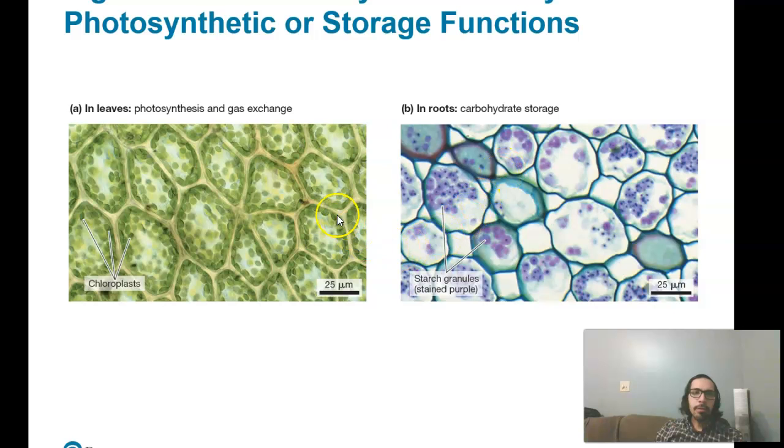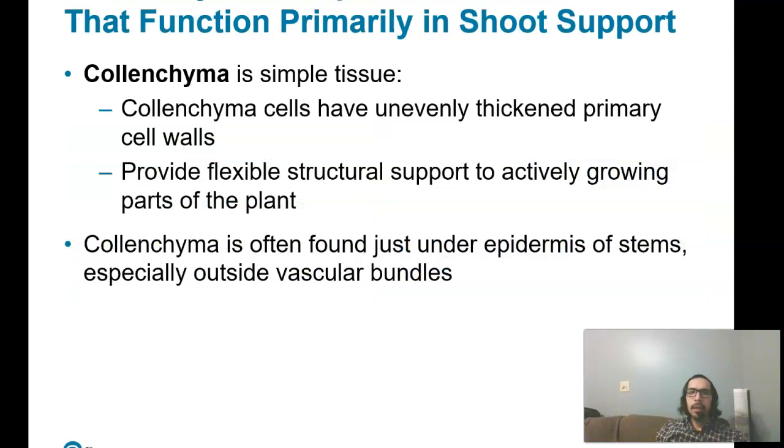So here you can see the parenchymal cells, which are the ones that house the chloroplasts. So this is the site of photosynthesis. And in the roots, they're mainly used for storage of starch. The parenchyma is a simple tissue, so it only has one cell type.